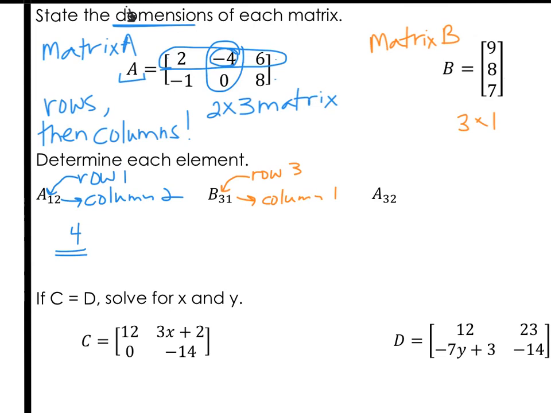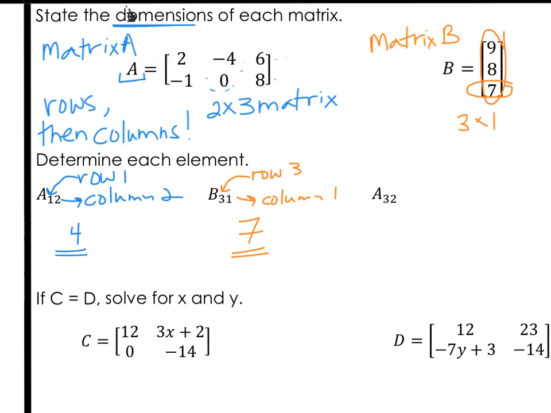Now row 3 puts us at the bottom. Column 1 puts us right in that only column that we have, which means our matching element for each of those where it overlaps is 7. All right, let's try the last one. I'm going to go ahead and erase what I wrote before in matrix A. We're going back to that one.